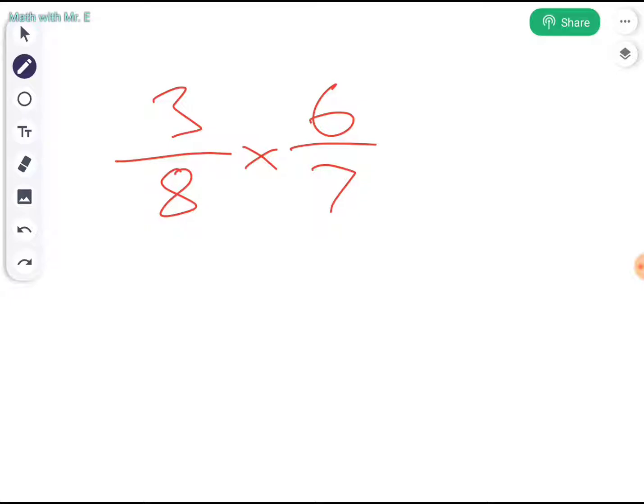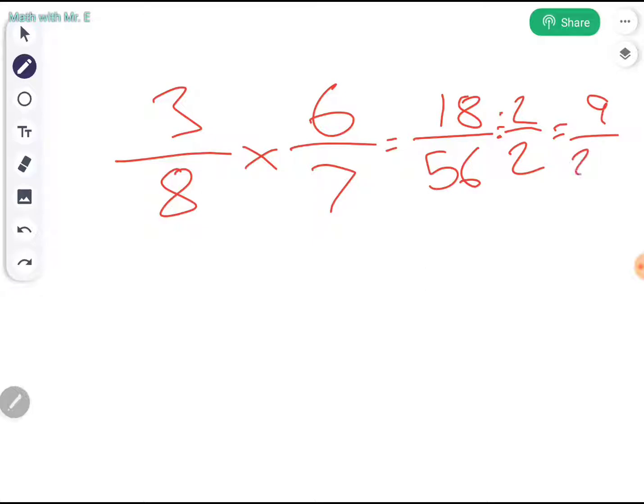If we were to just multiply it out, 3 times 6 equals 18, 8 times 7 equals 56. Now I need to think of a common factor they both have, which in this case I know 2 would work, and half of 18 is 9, half of 56 is 28. So I believe that would be the correct answer here. If we divide them both by 2, we get 9/28.